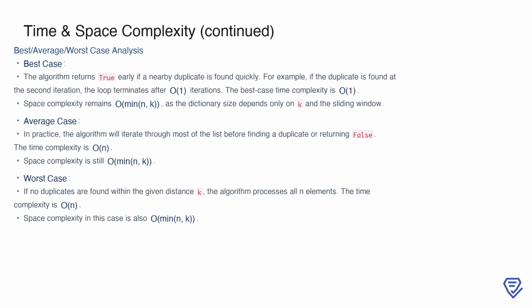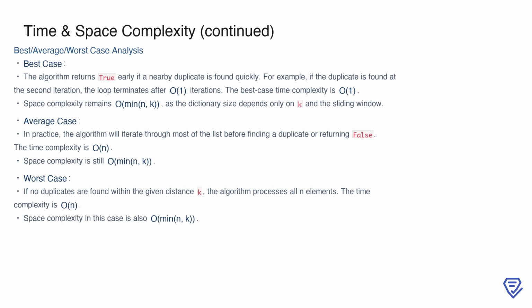Let's consider the best, average, and worst-case scenarios for this algorithm. In the best-case scenario, the algorithm finds a nearby duplicate early and terminates quickly. For instance, if the duplicate is found in the second iteration, the loop would only require O(1) iterations, resulting in a best-case time complexity of O(1). However, the space complexity remains O(min(n, k)), as it depends only on the size of the sliding window.